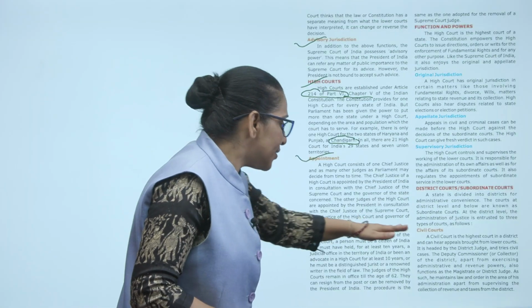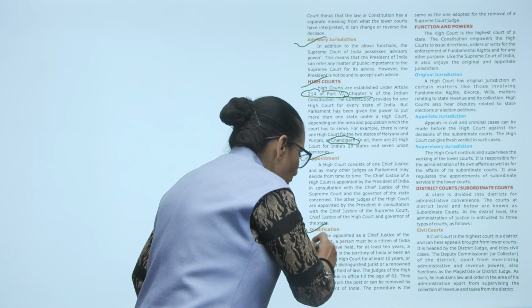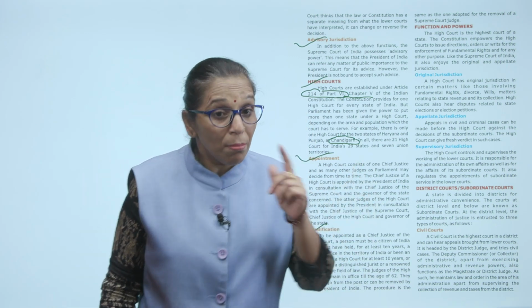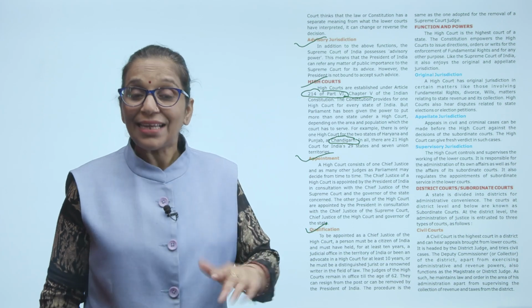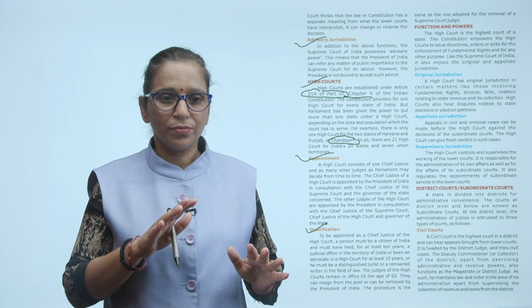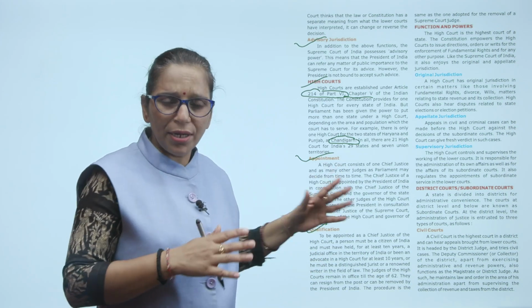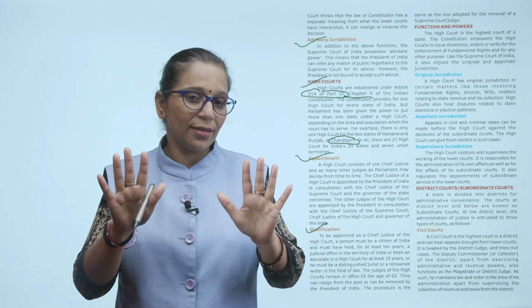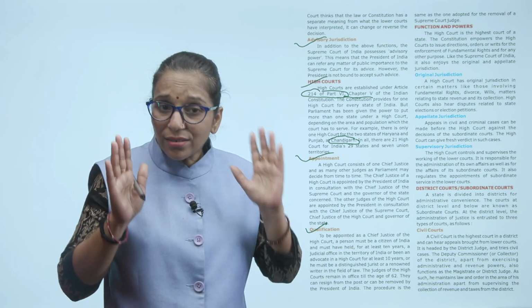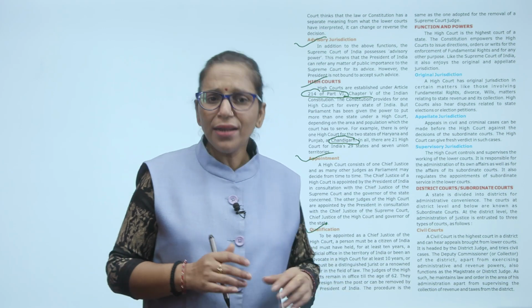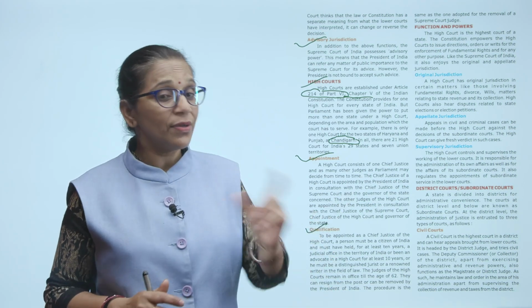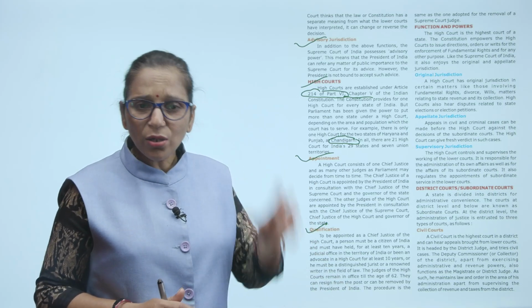To be appointed as a Chief Justice of High Court, a person must be a citizen of India, number one, must have held for at least 10 years a judicial office in any territory of India, or been an advocate in High Court for at least 10 years. Means for 10 years he has to work in the High Court as an advocate. Then he must be a distinguished jurist or a renowned writer in the field of law. So those are the qualifications.